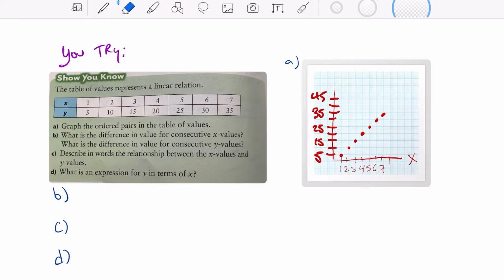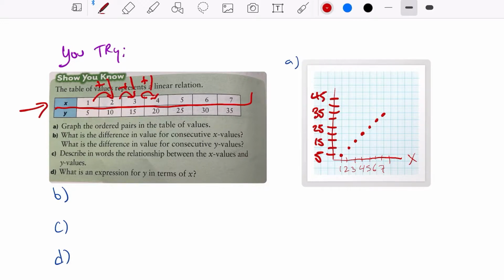What's the difference in value for consecutive x values? So now we're just looking at the x values in the table. We're not looking at anything else right now, and we're looking for the pattern. So what was the pattern from here to here, here to here, and here to here? Well, from 1 to 2, it's plus 1. So the difference in values of consecutive x values is positive 1. It goes up by 1 every time.